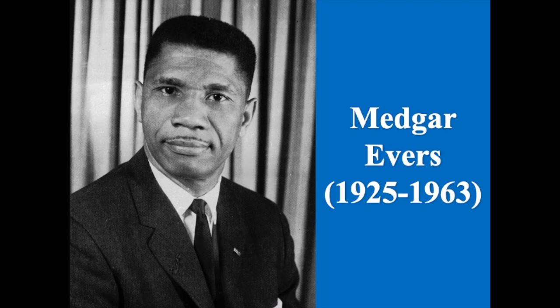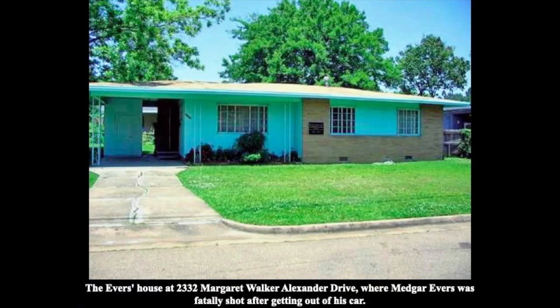Medgar Evers was a family man who lived in Mississippi and had worked for the local Mississippi chapter of the NAACP and had also been advocating for the rights of African Americans in Mississippi to exercise their right to vote. And as a result of his efforts, one night when he returned to his home, he was shot in his driveway in front of his family.